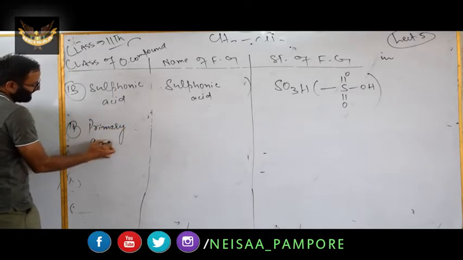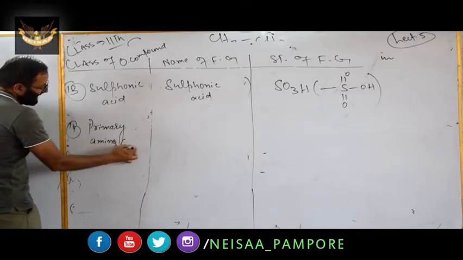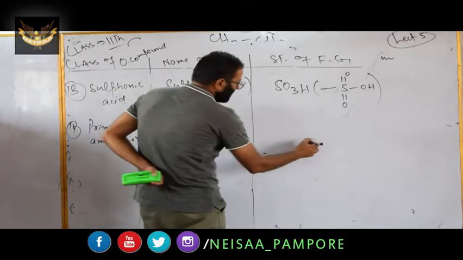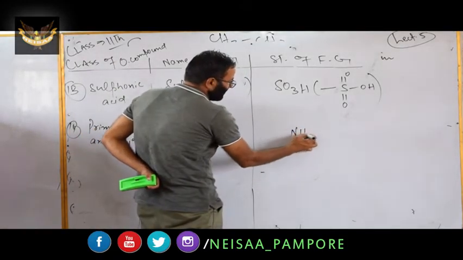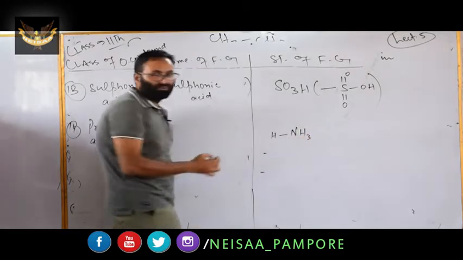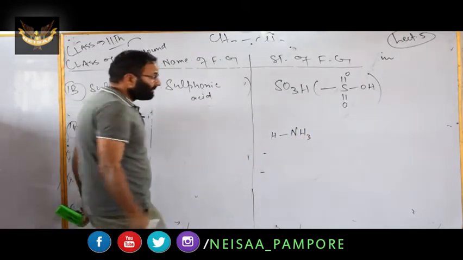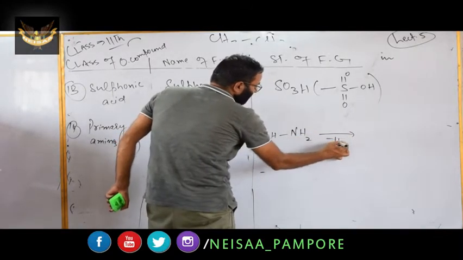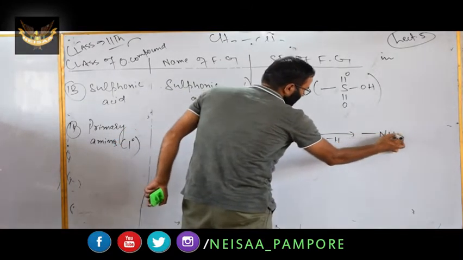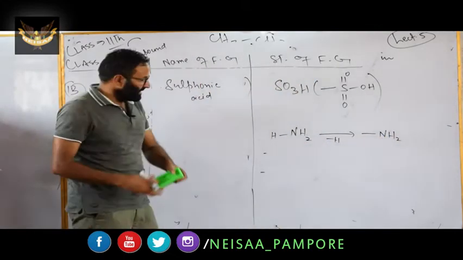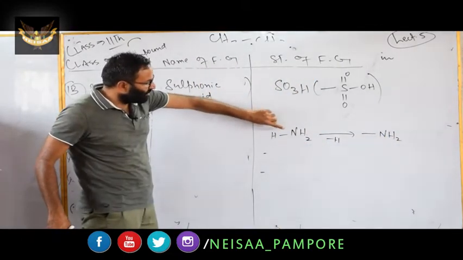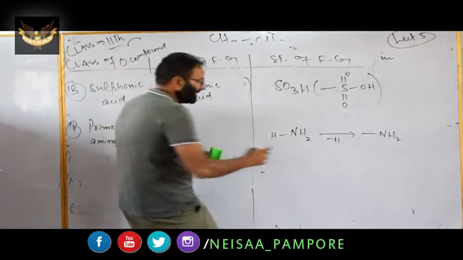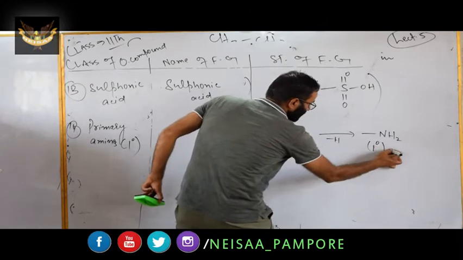Primary amines. Primary amines are also known as 1 degree amines. First I will tell you how amines are formed. We have ammonia, NH3. If you replace one H from ammonia, you will have NH2. NH3 is ammonia. If you remove one hydrogen from ammonia, it becomes 1 degree amine.